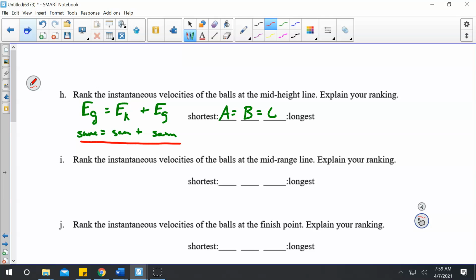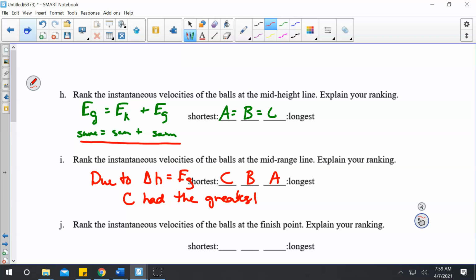So that would mean the one that has the largest would be C, then it would be B, and then it would be A. Okay? So due to the difference in the change in height, which has to do with that energy gravity, C had the greatest change in height. Okay? So then that means it's going to have the largest velocity. Okay?